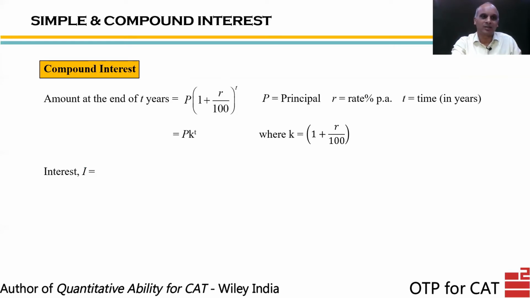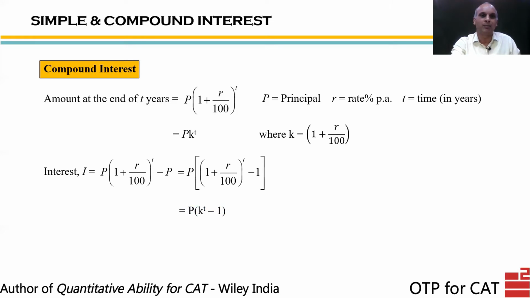What about interest? Interest, as we all know, will be amount minus principal, and we get this value, which simplified becomes P into this whole bracket. And as we have just introduced the value of k, I can replace 1 plus r percent by k. I'll get P into k to the power t minus 1. So again, like in the case of simple interest, here also I would suggest that you remember both these formulas, one for the amount, other for the interest.